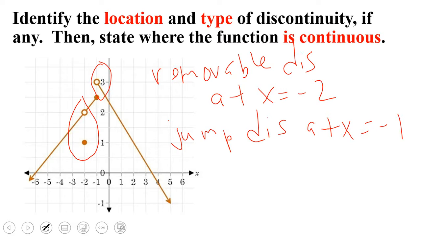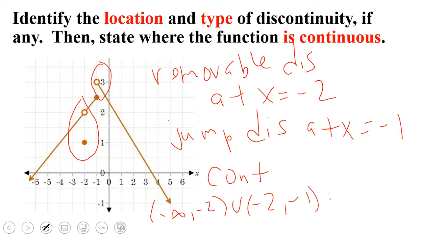No matter what kind of discontinuity there is, you have to incorporate it when you tell me where the function is continuous. So the function is continuous from -infinity to the first break, which is -2. Then from the first break to the second break, which is from -2 to -1, and then ultimately from -1 to infinity. So tell me where the discontinuity is, tell me what kind it is, removable, jump, or infinite, and then tell me where it's continuous, which is basically everywhere that there is not a discontinuity.